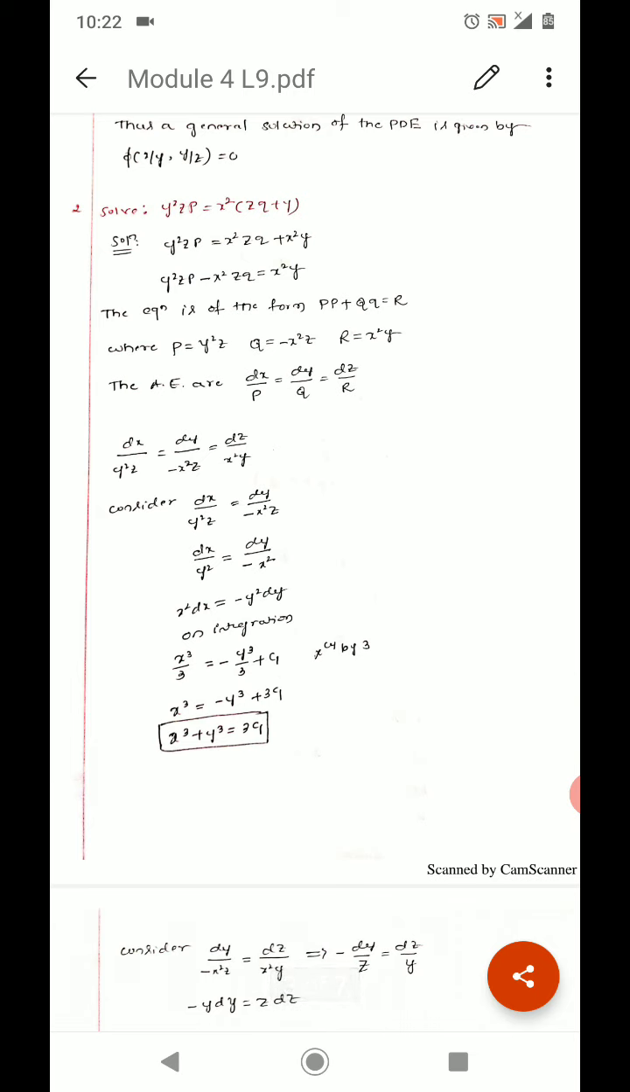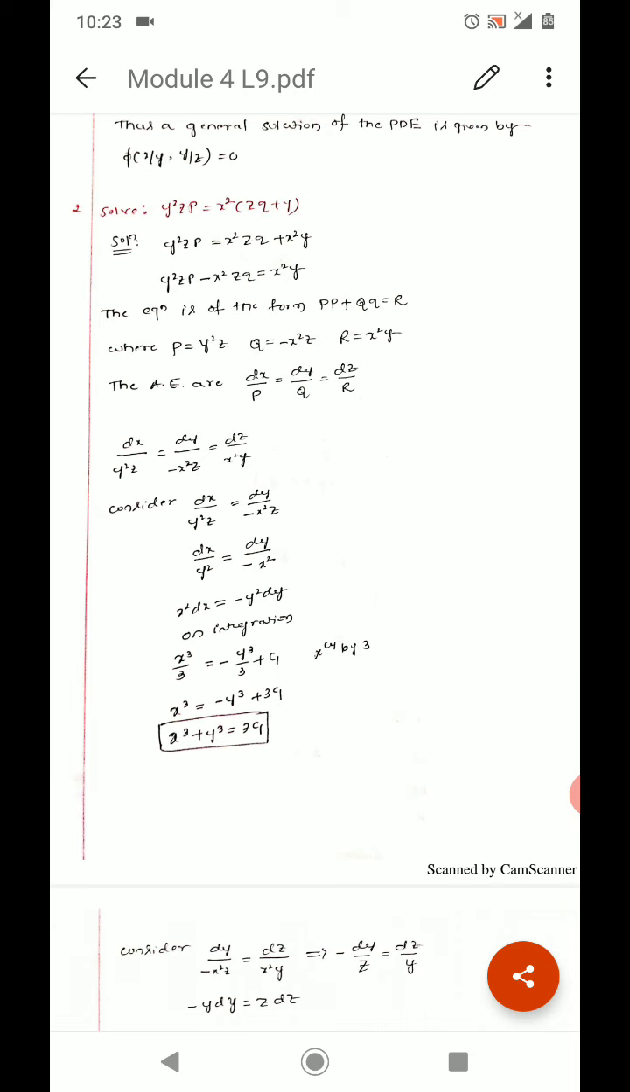Therefore the auxiliary equations are dx by capital P, which is equal to dy by capital Q, which is equal to dz by capital R, that is dx by y square z, which is equal to dy by minus x square z, which is equal to dz by x square y. Now consider the first pair, that is dx by y square z, which is equal to dy by minus x square z. From both sides we can cancel z in the denominator to get dx by y square is equal to minus dy by x square. So by cross multiplying we get x square into dx, which is equal to minus y square into dy.